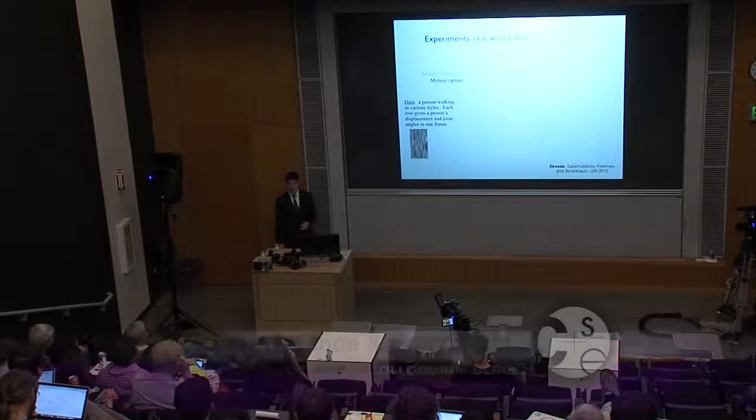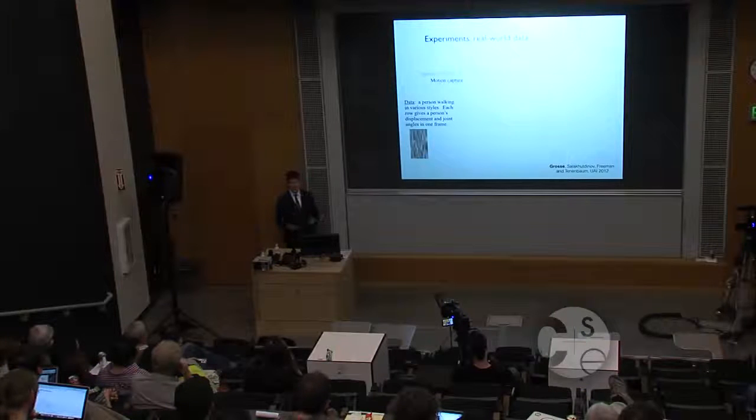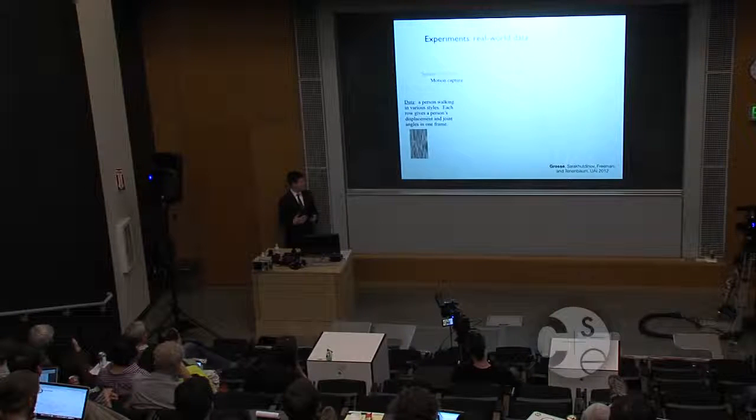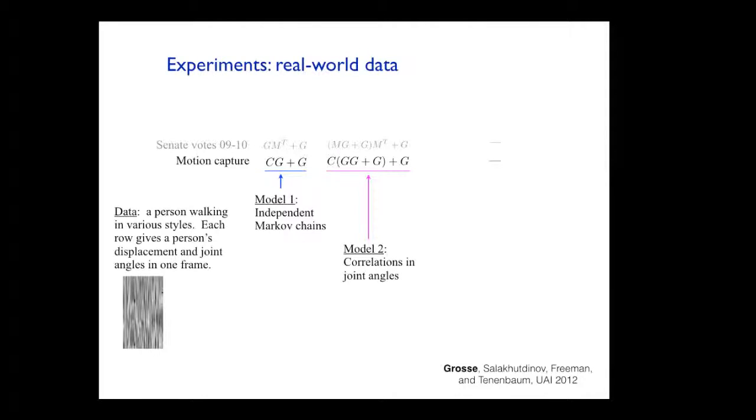We looked at a data set of human motion capture data. This is data of a person walking in various styles. And it's a matrix where each row corresponds to a particular time step. And it gives the person's displacement as well as various joint angles. The first model our system comes up with is to model all of the joints as independent Markov chains. So everything just evolves independently in time. And then in the second step, it picks up the correlations between the movements of different joint angles.